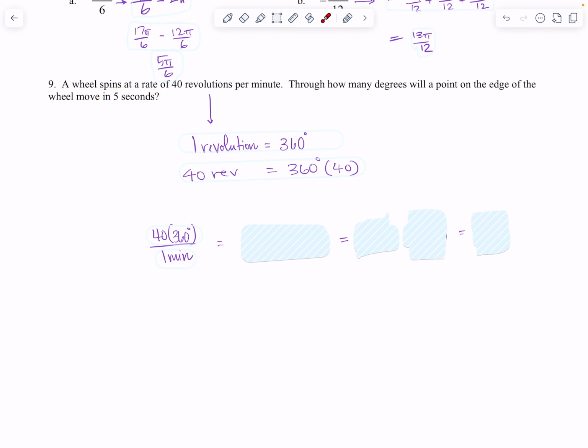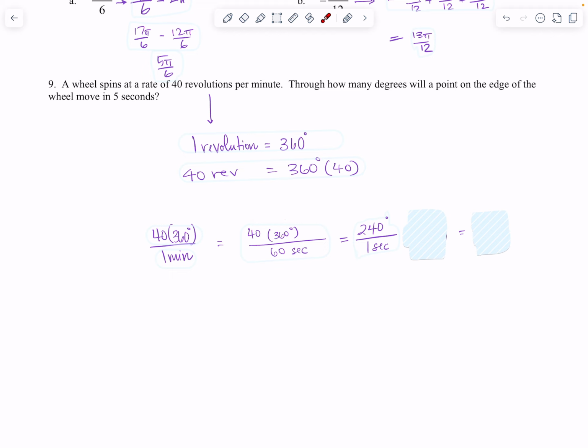Through how many degrees will a point on the edge of the wheel move in 5 seconds? Okay, so we know how far it goes in 1 minute. We want to know how far it's going to go in just 5 seconds. So the first thing I'm going to do is change my 1 minute into 60 seconds. Notice I didn't change the top. I only changed the bottom. At that point then, I reduced my fraction. I just put into my calculator 40 times 360 divided by 60, and I got 240.